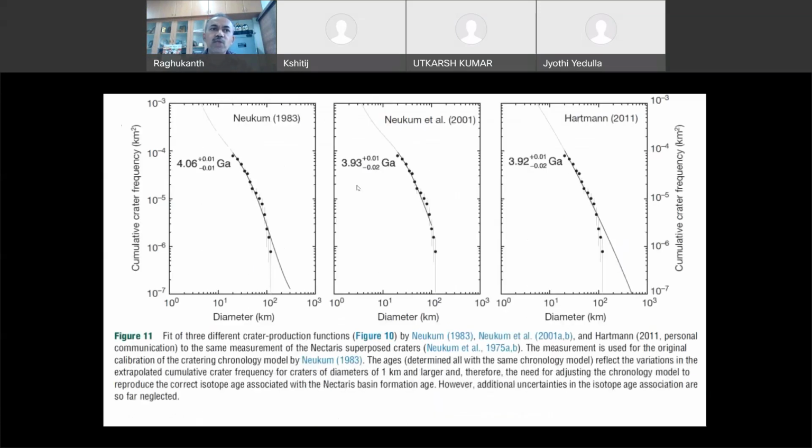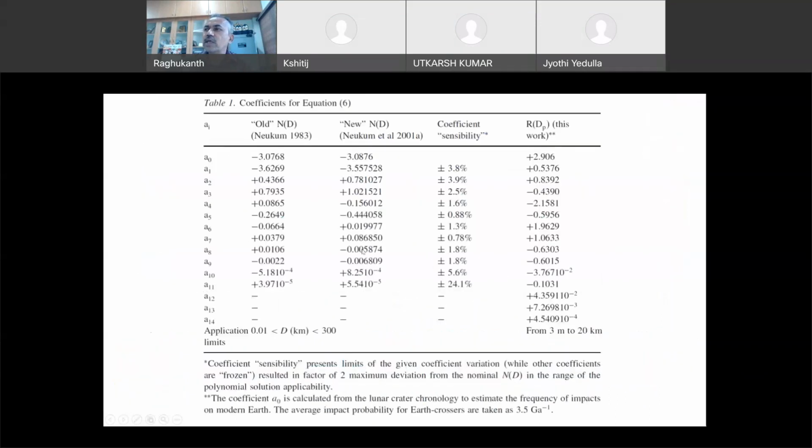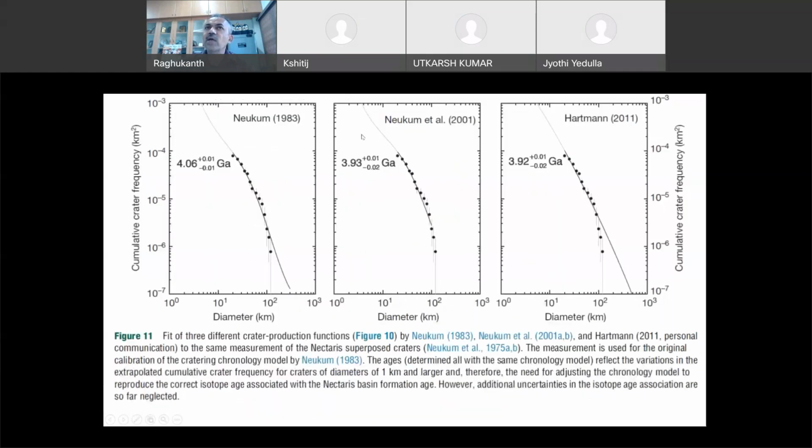And then this is what he also plotted, like you see the crater production functions, Newcomb and Hartmann production functions, for these Nectaris superposed craters. Okay, the Nectaris region, Mare Nectaris region. So this is the data basically. You can see here these dots are all the data, and this is a curve he has fitted in Newcomb 1983. So it's a polynomial basically. And then a new one, he has calibrated his things.